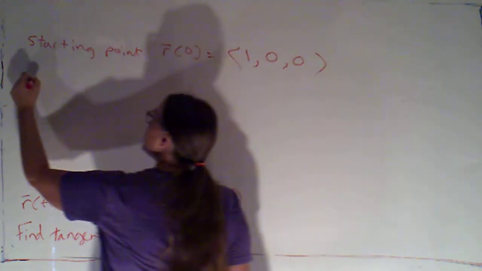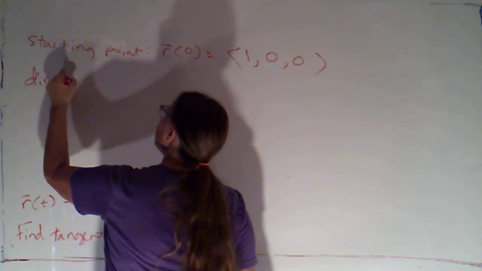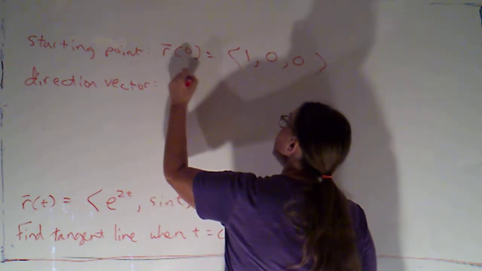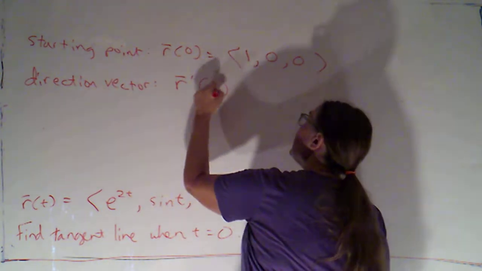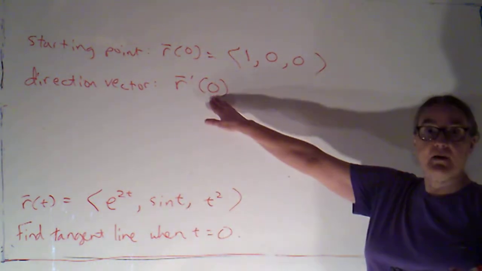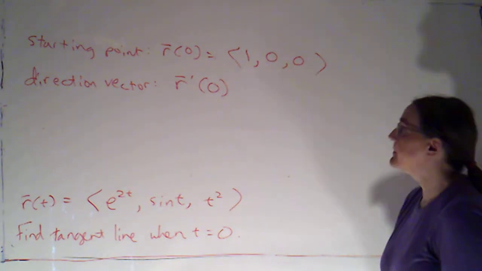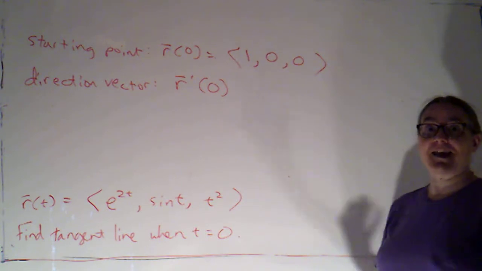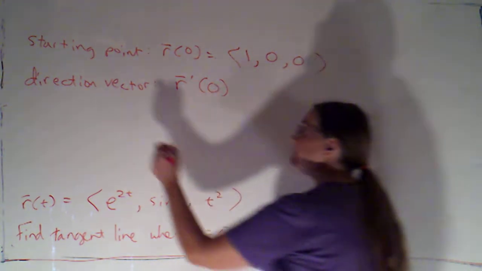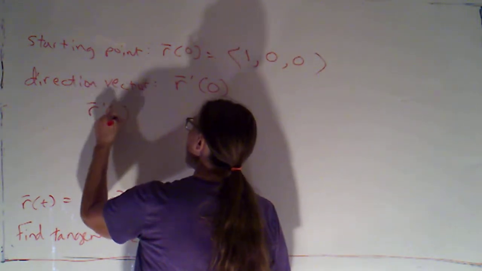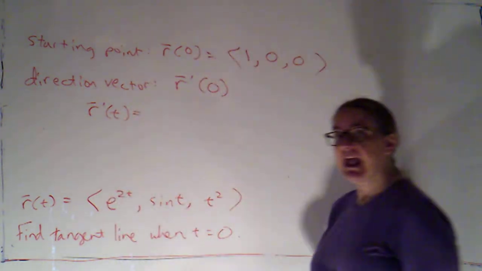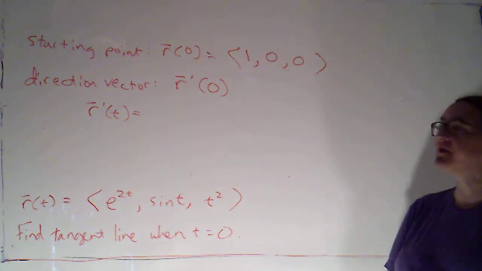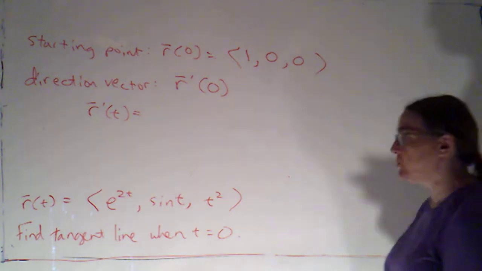And then I need my direction vector. And the direction vector for a tangent line is just going to be the derivative evaluated at the point of tangency. Okay. All right, now finding that is a two-step process. I first of all need to find the derivative function r prime of t. And that's where I'm going to apply Theorem 2 and take the derivatives component-wise.